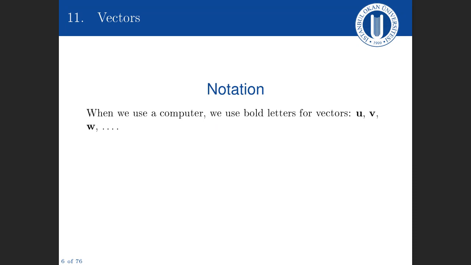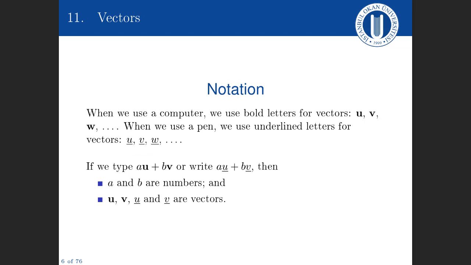If we use a computer, then usually we use bold font for vectors, bold u, bold v, bold w, etc. It's quite difficult to use bold when we use a pen or a pencil, so the standard is that when we use a pen, we use underlined letters for vectors. So if you see me type au plus bv, or if you see me write au plus bv, then you will understand that a and b are numbers. These are not bold, not underlined. u and v are vectors.